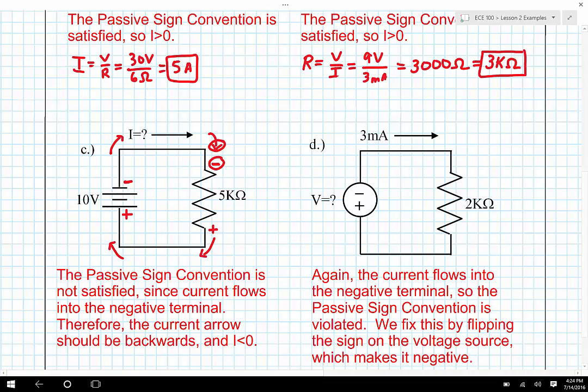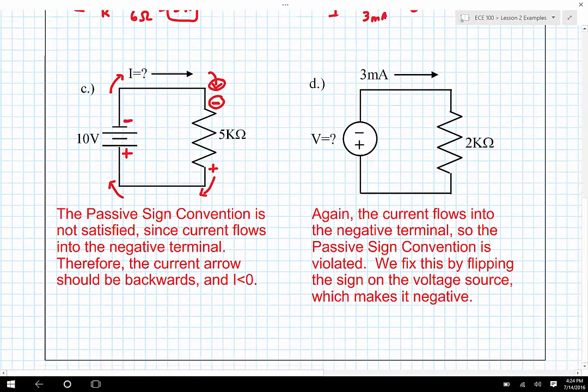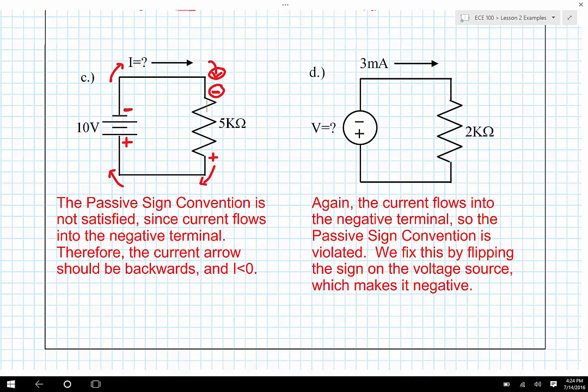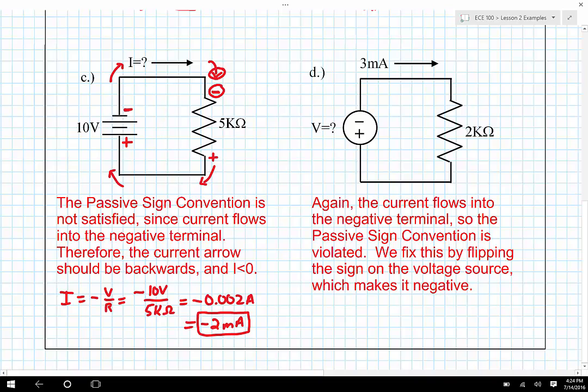That means that the current is drawn with the wrong arrow direction. It should be flowing from right to left on the top, but it's just backwards. Not a problem. That means we just need to include a negative sign. So I'm going to say I equals negative V divided by R, which is equal to negative 10 volts divided by 5 kiloohms, which it turns out is negative 0.002 amps, or again, negative 2 milliamps is the preferred way of representing that for a circuit analyst.